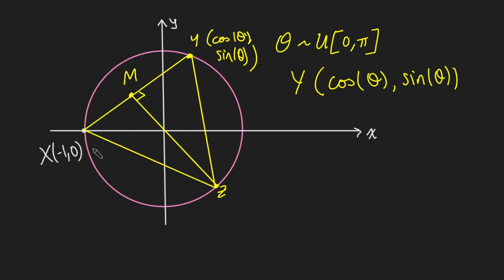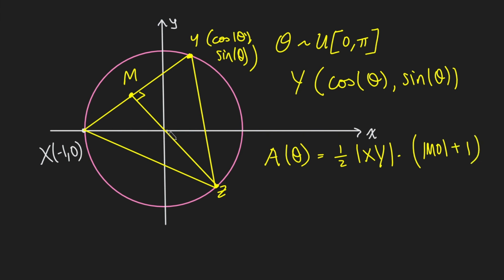Cool. So now we're going to work out the area of this triangle in terms of theta. So let's just call that A of theta. So we're just going to go half base, which is going to be xy, times the height, which is m to z, which I'm going to write as m to o plus 1. So this being o here, and obviously o to z here is just 1. Okay, now we just need to work out the values of each of these.